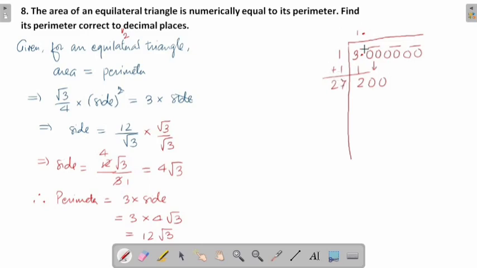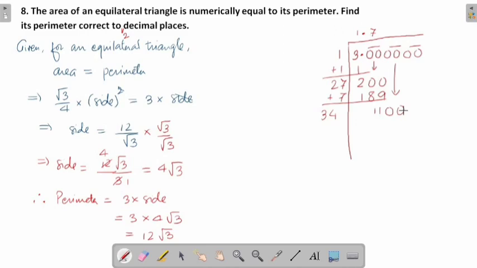Let's see how much we get here. If I write 7, then 7 into 27 will be 189. So 7 is there, so we will add 7. So 7 plus 27 will be 34. We will subtract 189 from 200, you get 11. Then we bring down this double zero, so it will be this much, right?